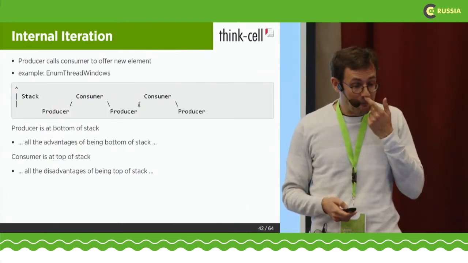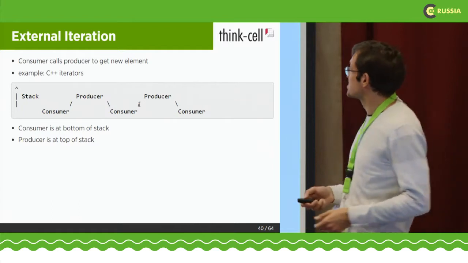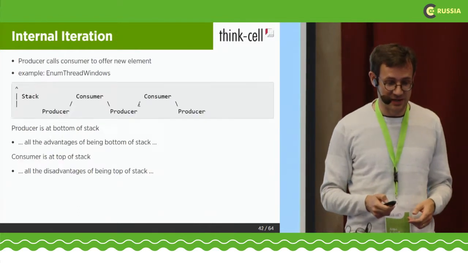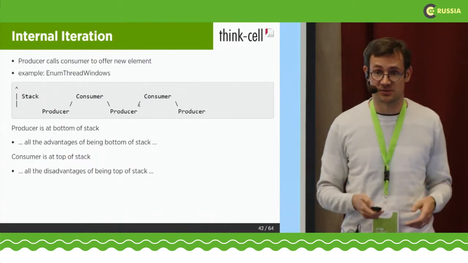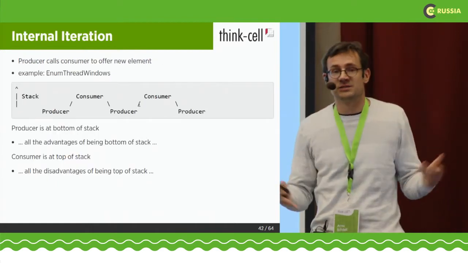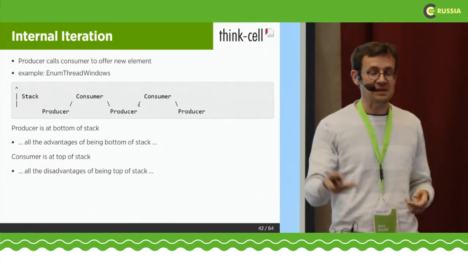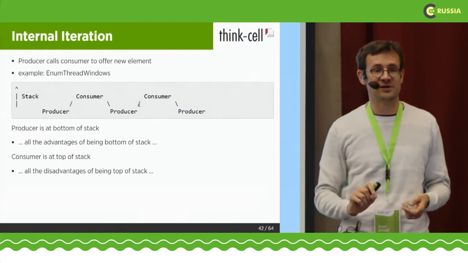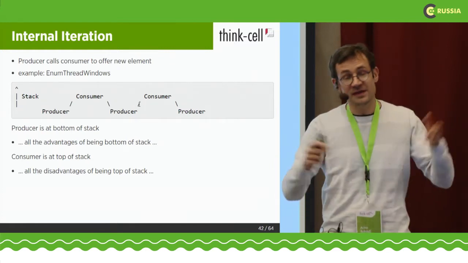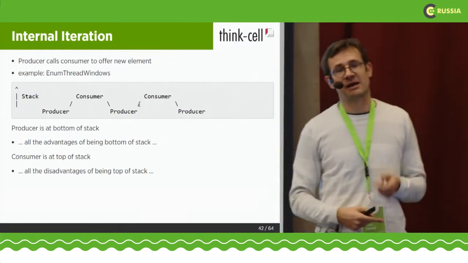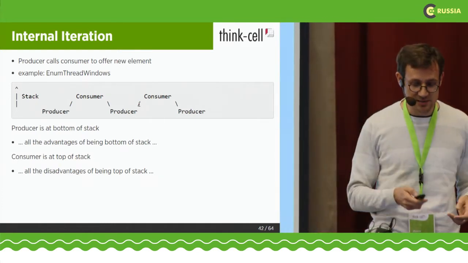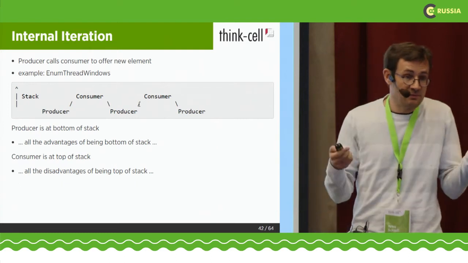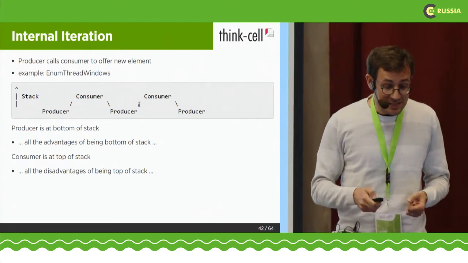So what we basically did, and this is named external iteration. That's the computer science name for that kind of iteration, as opposed to internal iteration. What do we do during internal iteration? Well, we turn this whole thing around. We put the producer at the bottom of the stack, and it calls into the consumer whenever it has a new value. Now, all the advantages and disadvantages are just the other way around. No surprise. And again, nothing magic.